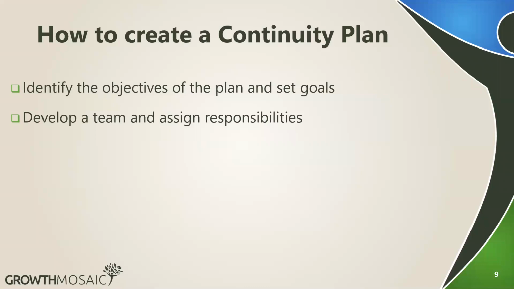The second step in creating a continuity plan is to develop a team and assign responsibilities. So in developing a team, this shouldn't focus on just one aspect of the business. So it's the entire business. If something unexpected were to happen to the business, what's the key team or what are the key elements of the business which we need to focus on in order to sustain the rest of the business?